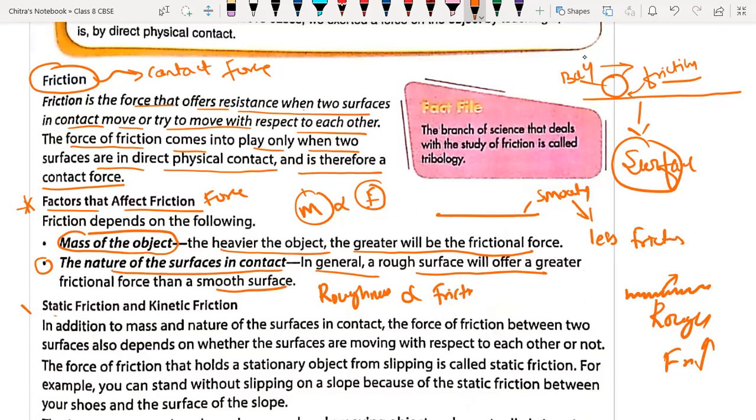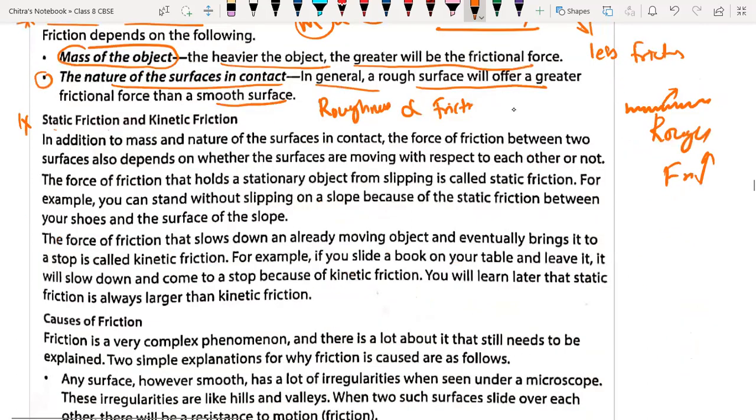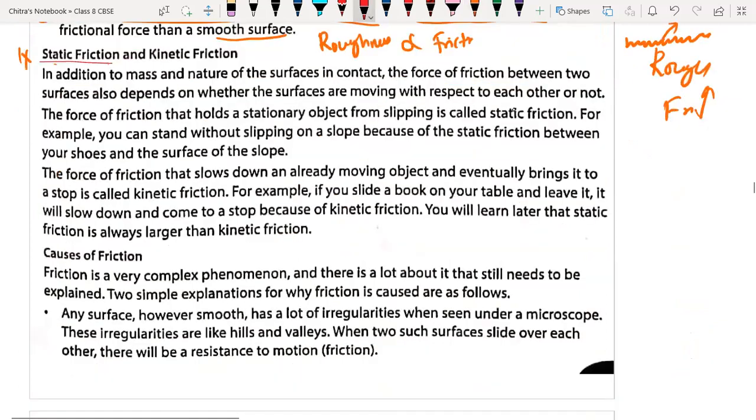Now we are going to understand static friction and kinetic friction. These are the types of friction. Very important. In addition to the mass and nature of the surface in contact, the force of friction between two surfaces also depends on whether the surfaces are moving with respect to each other or not. Means they are stationary or they are in motion.